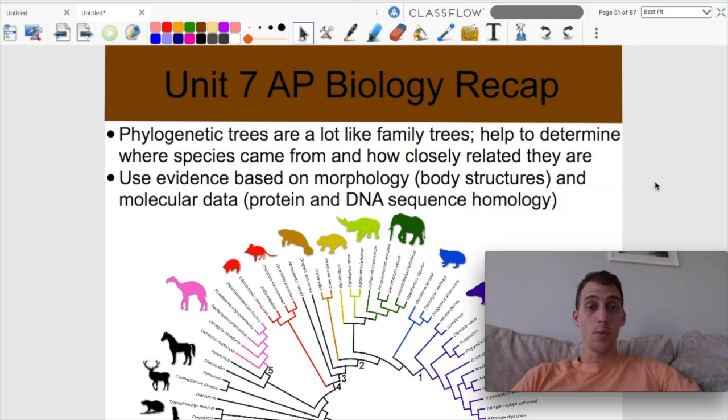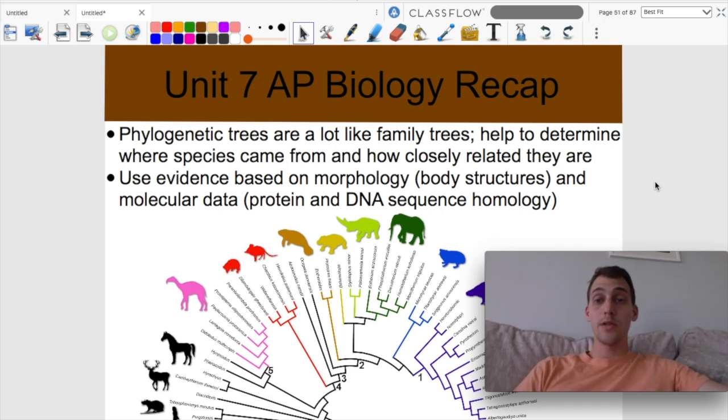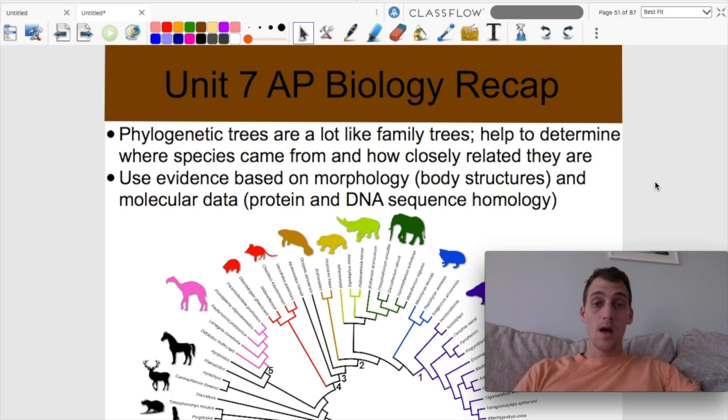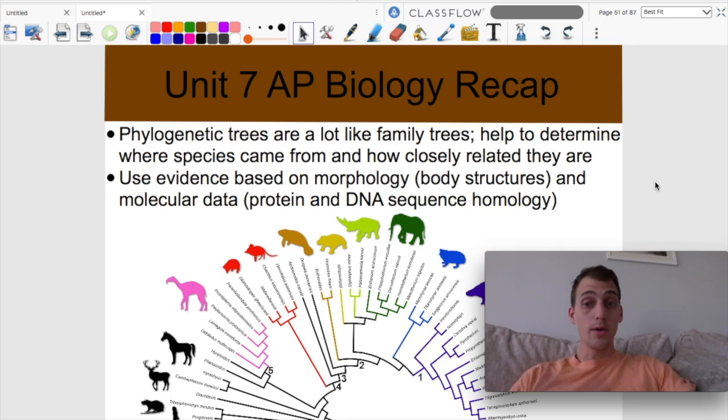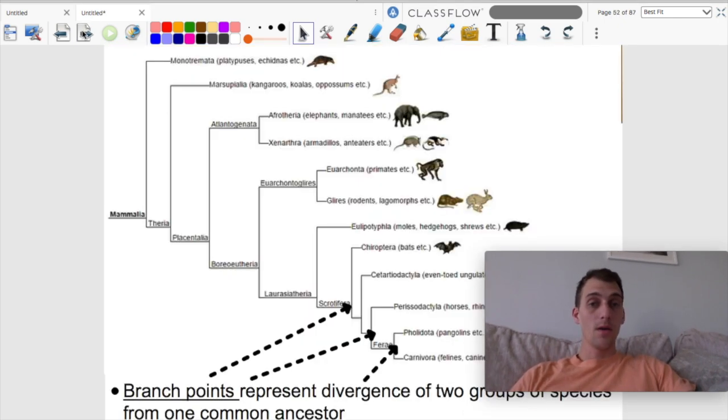They help us to determine where species came from, in regards to what species they descended from and how closely related they are to each other. Like I was saying, evidence like morphology, body structures, and molecular data are the main two sources of information used to build these phylogenetic trees. What do they have in common? The more they have in common in terms of their body structures and molecular similarities, the closer they're going to be together on the tree, and therefore the more recent their common ancestor. They would have evolved from the same species sooner.